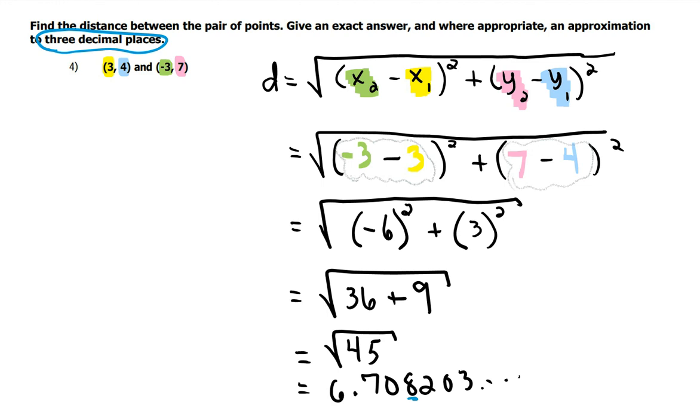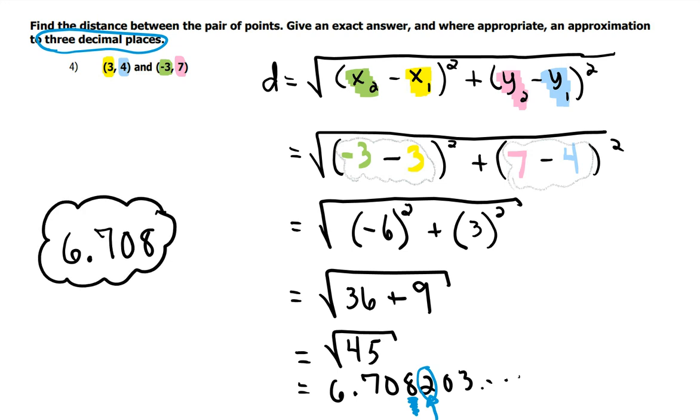So the 8 is the 3rd decimal place. And then you look at the next number. Since it is a 2, which is less than 5, the 8 remains an 8. If this number here had been 5, 6, 7, 8, or 9, that 8 would have gone up to a 9. But it's only a 2. So my final answer to this is going to be 6.708 to the nearest 3 decimal places.